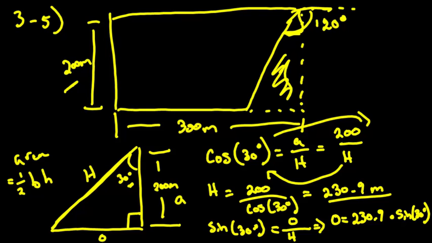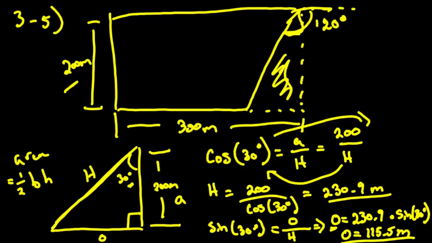Don't get this confused with 0. This is an O. And the answer to this, the opposite side, is equal to 115.5 meters. So we have the opposite side and we have the adjacent side, or the base and height.